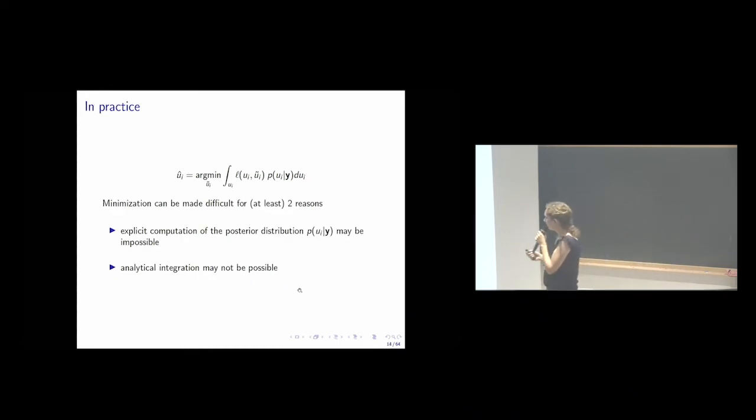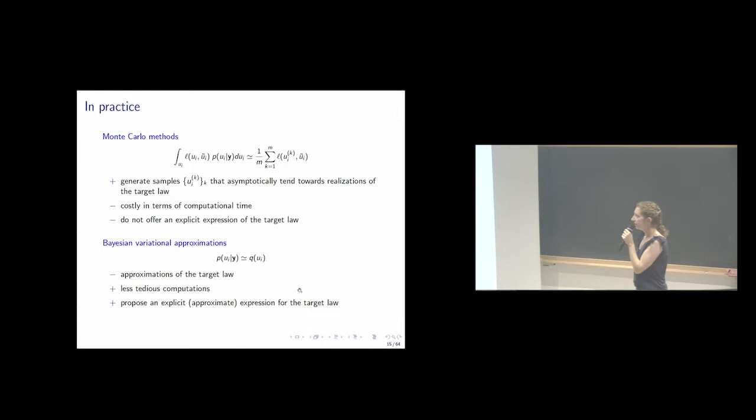So in practice, this minimization can be made difficult for at least two reasons that I wrote in blue here. An explicit computation of the posterior distribution may be impossible, and the analytical integration may also not be possible. So to circumvent these difficulties, you have two major families, two possible ways to deal with that: Monte Carlo methods and Bayesian variational approximations.